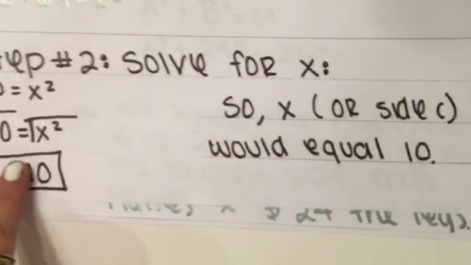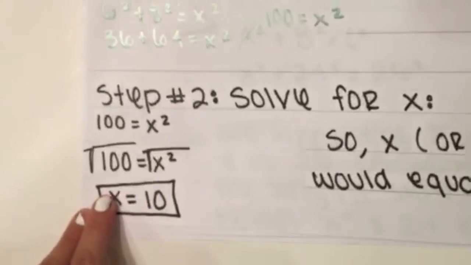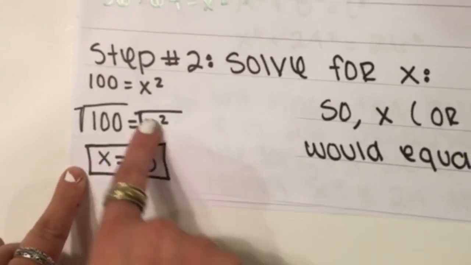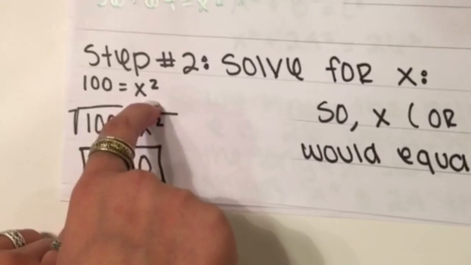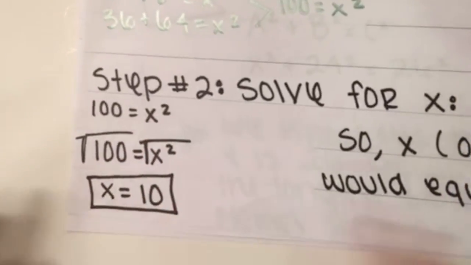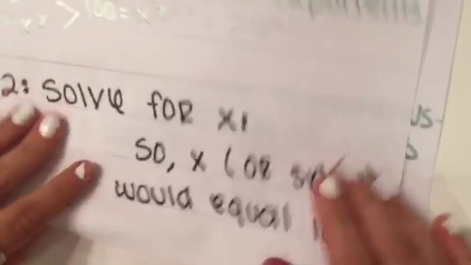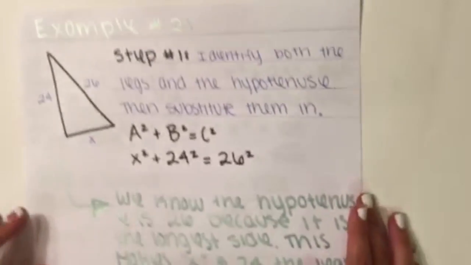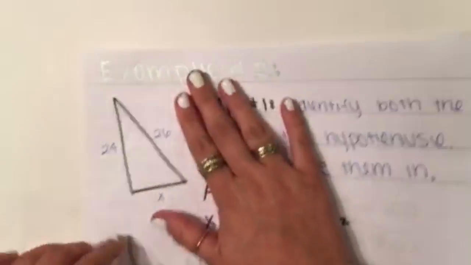And so what you need to do is take the square root. We'll square root both sides because you have an exponent. And so the answer would be 10. And then the second example is right here.